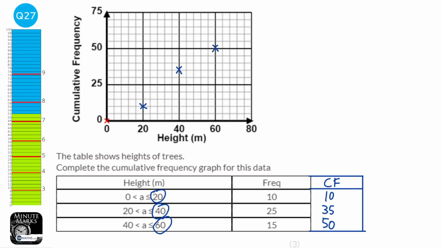Now, next we want to join them up. Now you can draw them up with a curve, and in most exams you can actually join them up with straight lines. So something you can do is just join them up with straight lines like that. And on most exams that's absolutely fine. I'm going to join them up with a curve.